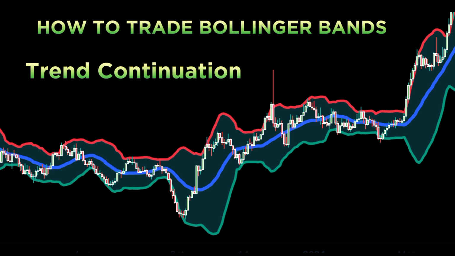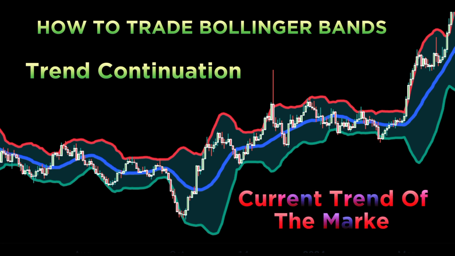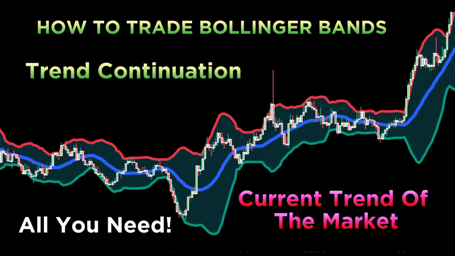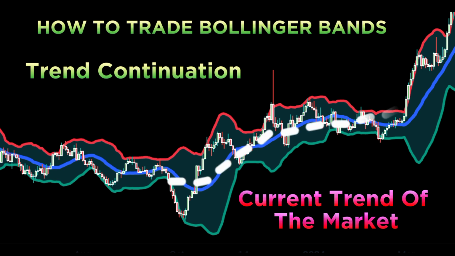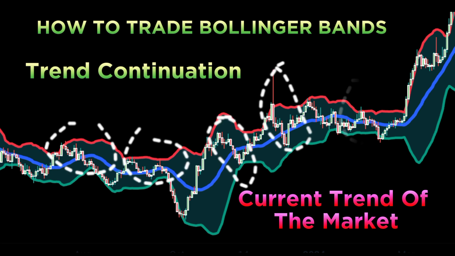In order to trade this indicator correctly with the trend, you need to first understand the current trend of the market in which you are trading, and that's why I love the Bollinger Bands indicator. It has literally all you need to trade the market comfortably. To identify the current trend, we will be paying attention to what is happening around the middle 20 period simple moving average.